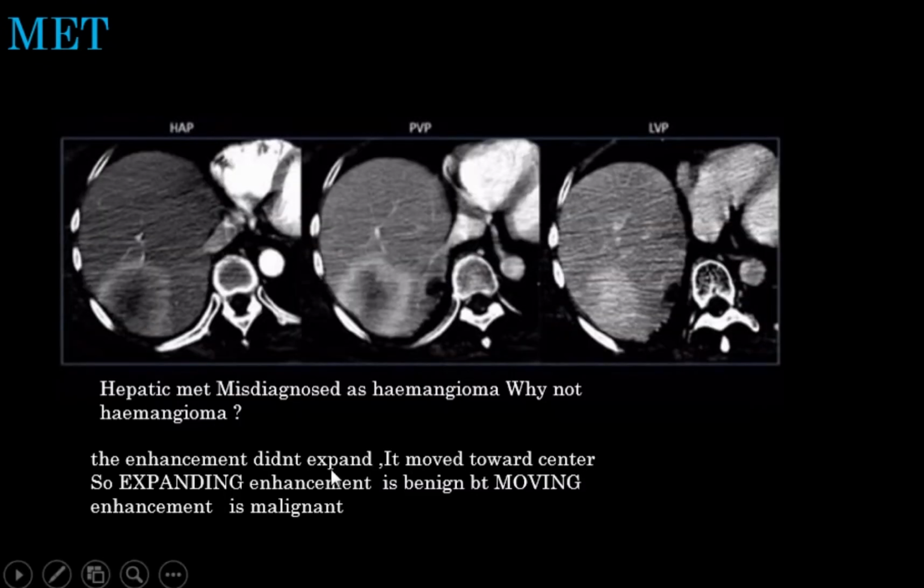Here again, there's a peripheral enhancement, but it's continuous. It's not interrupted. So it's not a hemangioma. It has a necrotic center. You see, it's hyperenhancing in the late phase, but why can you say it is not a hemangioma? It is not discontinuous like a hemangioma in the arterial phase.